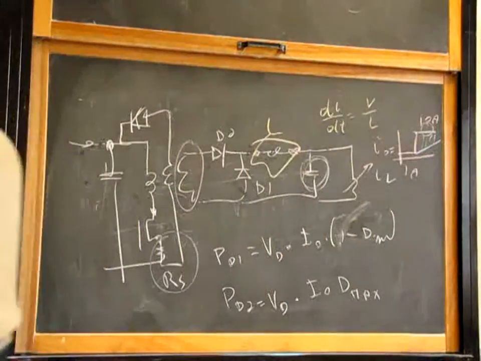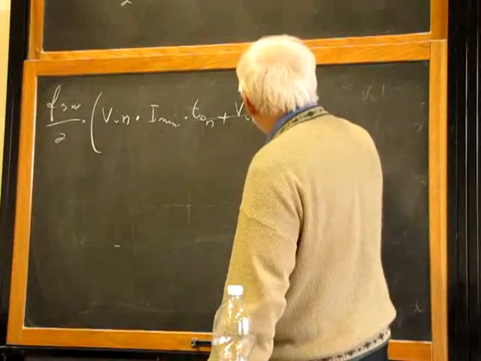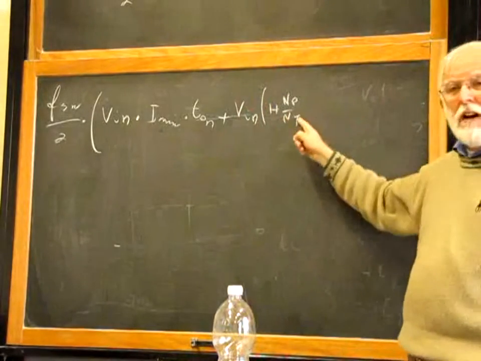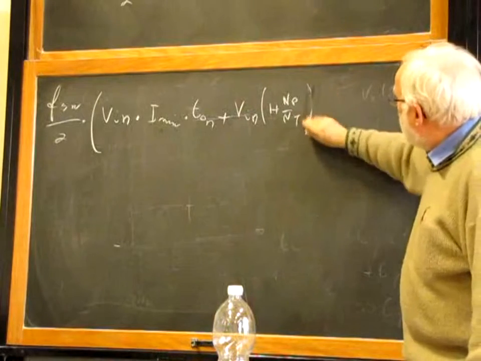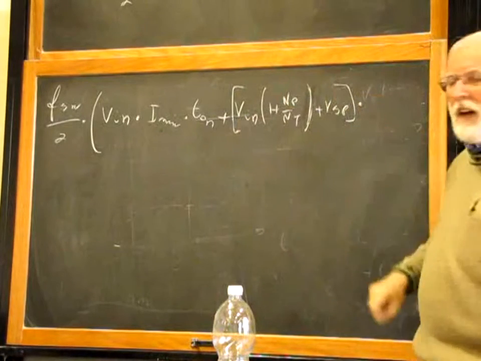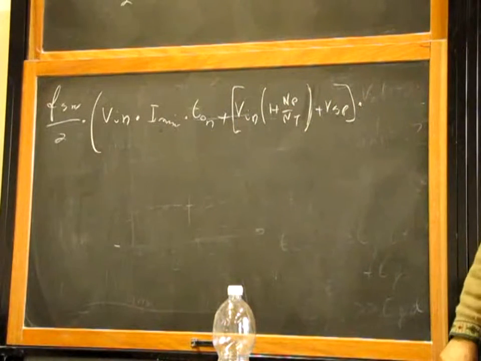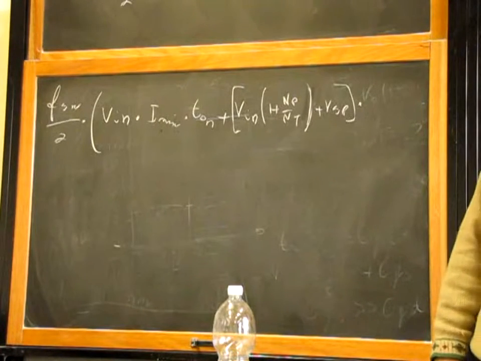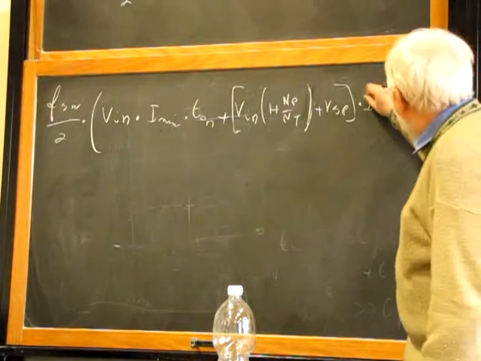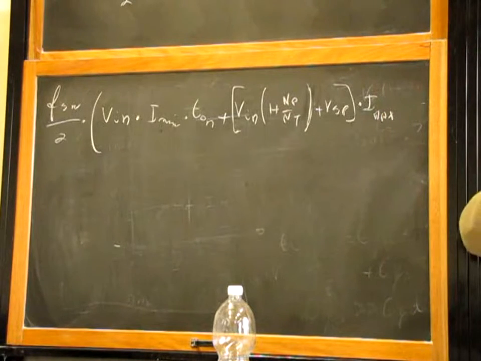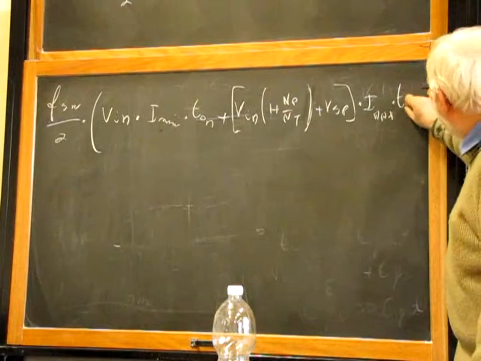So we have V in that multiplies 1 plus NP over NT, that is 1 usually, so 1 plus 1 is 2. Plus this spike, if you want to consider it, multiplied by the current that the switch was conducting before: I primary max, that is a little bit more than the output current moved to the primary side because there is the ripple on top of it, times T off.